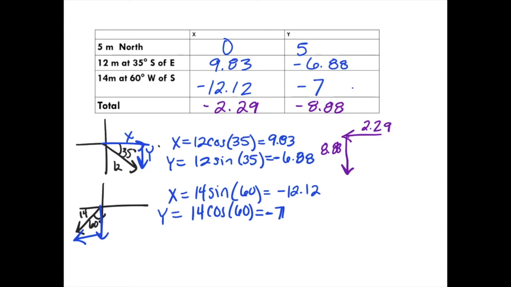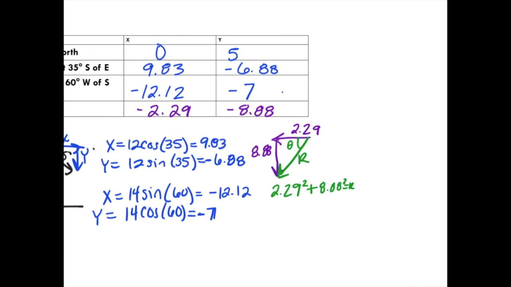And then our hypotenuse is going to be the resultant vector that we want to solve for, and we want this angle here where that one starts. So, like I said, from here, it's a right triangle problem. So you're going to do Pythagorean theorem of 2.29 squared plus 8.88 squared to get r squared. And so solve for r, and it's going to equal 9.17 meters. That's your magnitude. And then direction.